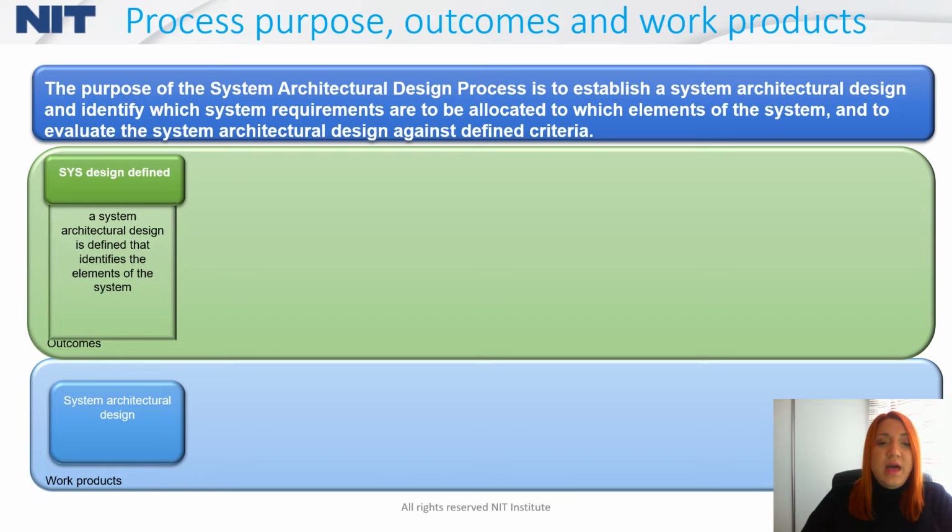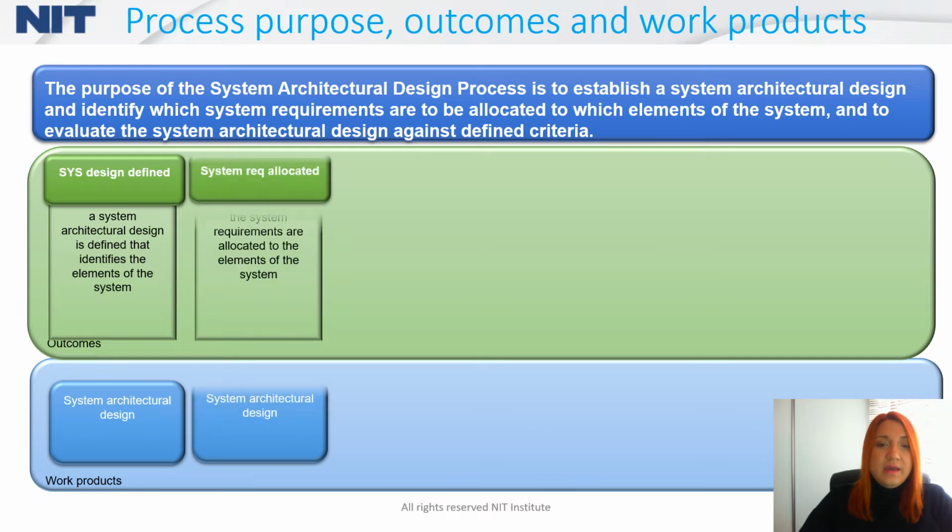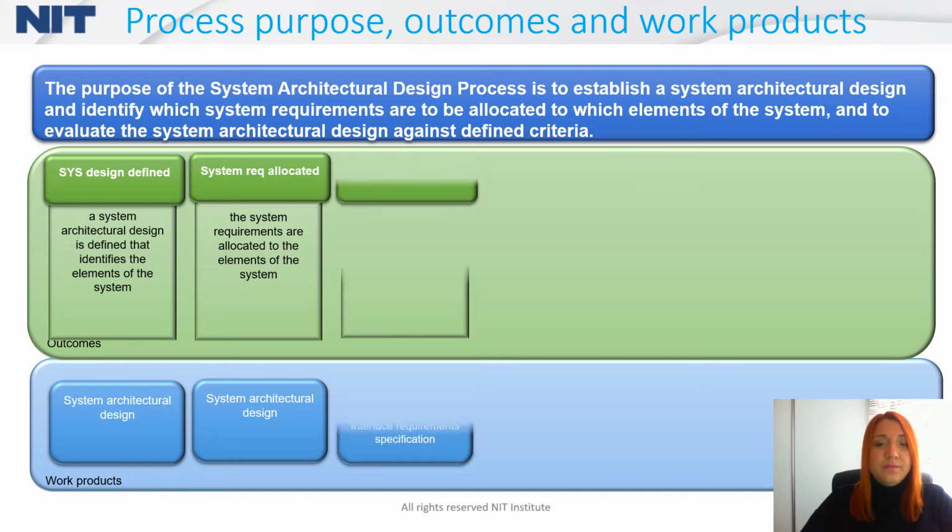Well, you need to have the system design defined. It means that you need to have some written form of architectural design, and that this design is basically including all the elements of the system. Then the next outcome is system requirements allocation. It means that the system requirements are allocated to the elements of the system. For that, we need the system architectural design document as well.